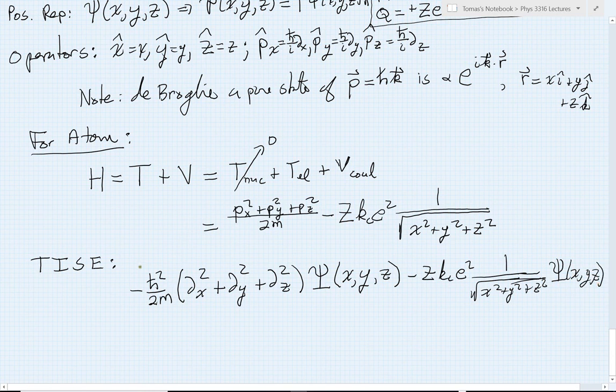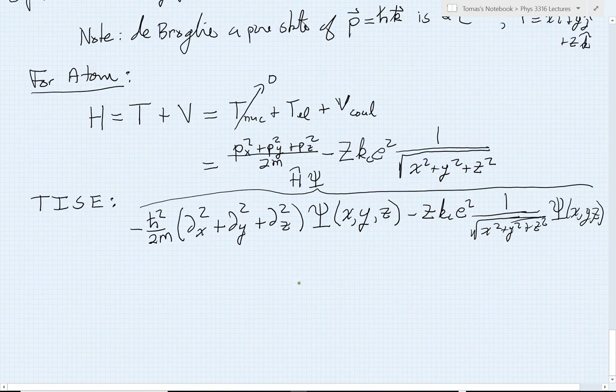And all of what I've written so far is, of course, just the Hamiltonian operator applied to my wave function. But to be the time-independent Schrodinger equation, I'm just saying this is a pure state. So this will be multiplying just the energy times then my original wave function back again.